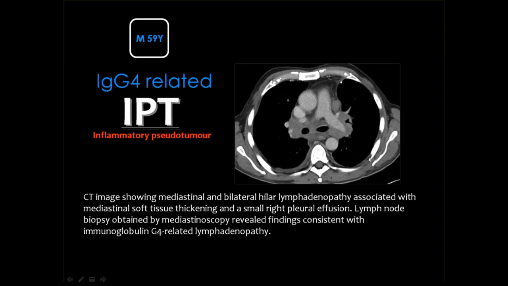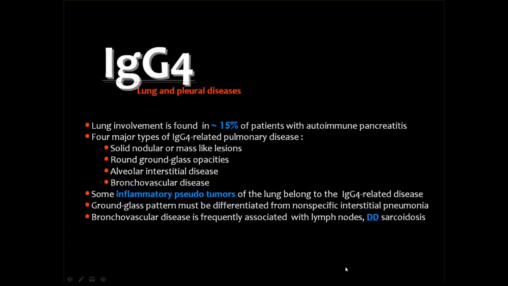Then these are also, if you look carefully, you may remember the sarcoid lymph nodes, and here there is some reactive pleural thickening on both sides, which is more prominent on the right side. In the lung, IgG4 related disease is present in about 15% of patients with autoimmune pancreatitis. And if you have a patient with autoimmune pancreatitis and a lesion in the lung, then you may relate both to the IgG4 condition.